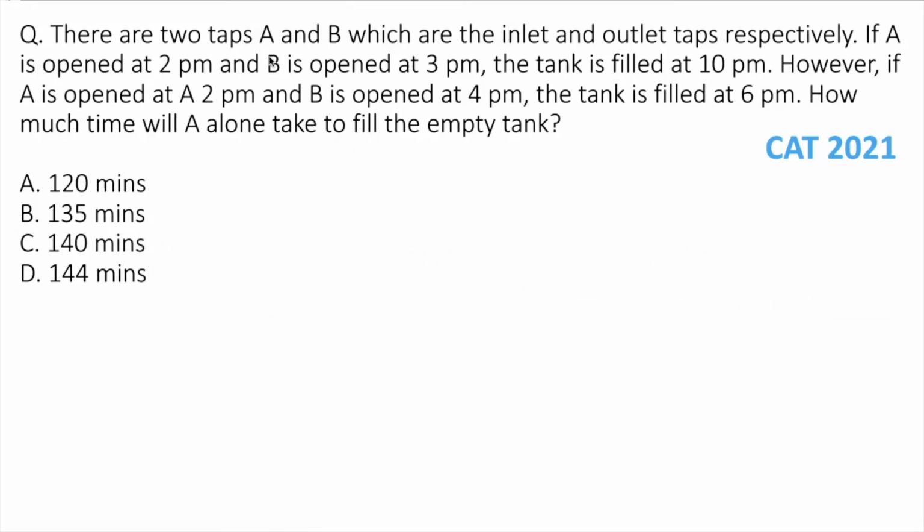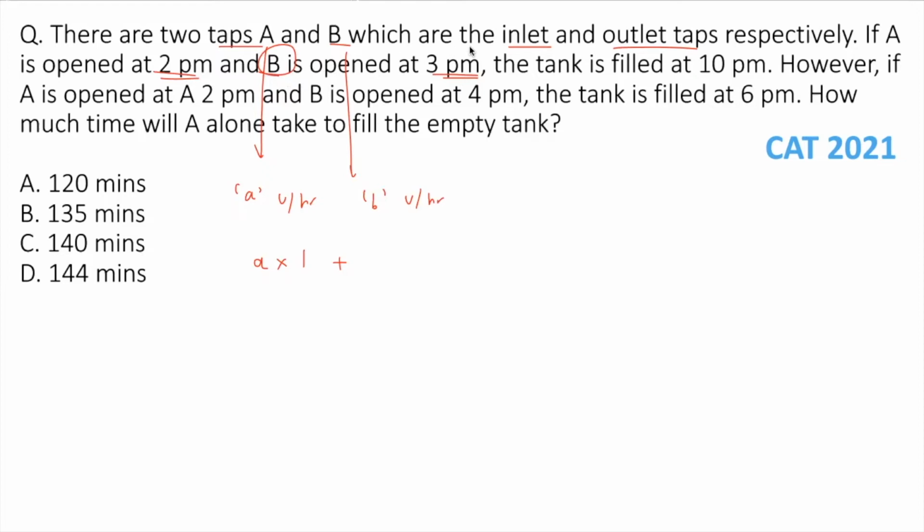All right, guys. So the question says that taps A and B are the inlet and the outlet taps respectively. So I'm assuming that their efficiencies, let's say, be A units per hour and B units per hour respectively. Now, if A is opened at 2 p.m. and B is opened at 3 p.m., that means for this 1 hour duration from 2 to 3 p.m., A alone has worked. So the work done by A is A into 1 units, plus at 3 p.m.